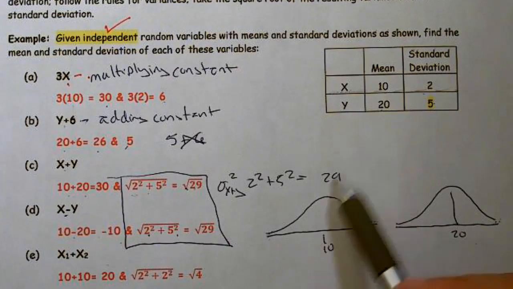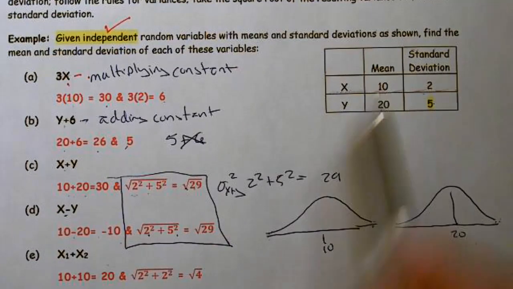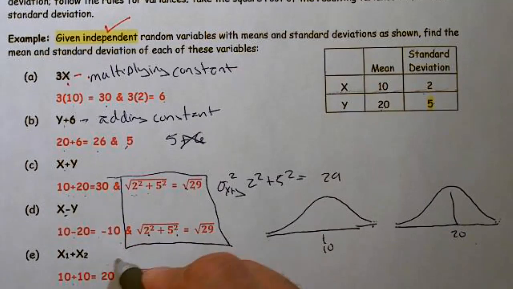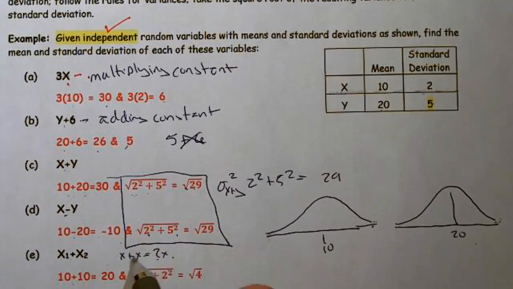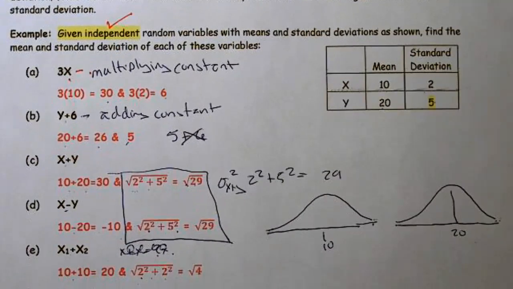What if I wanted to add x plus x? Now I said x1 plus x1. Well, I can add those directly, and that's 20. But I have to be really careful because I know some of you are going to want to go x plus x equals 2x and 2 times that. That's not the same thing. We're adding random variable x multiple times. So that's 2 squared plus 2 squared because we have to convert it to a variance, and that gives me 4. I'm going to skip over f because I don't believe it's that important.